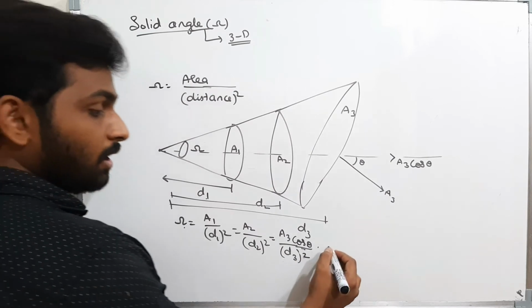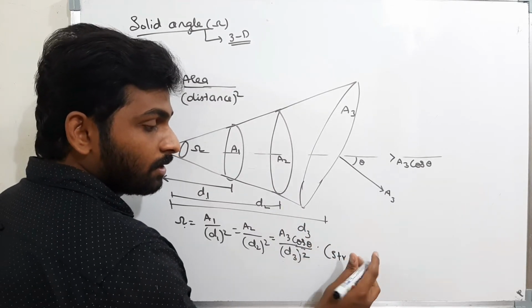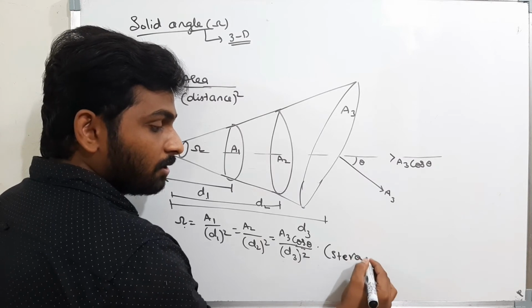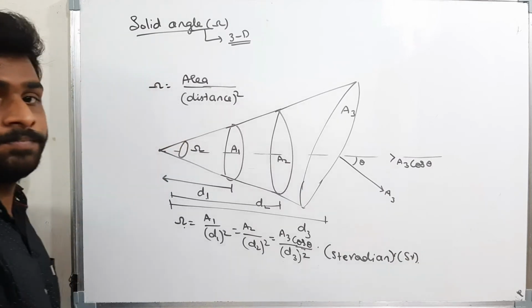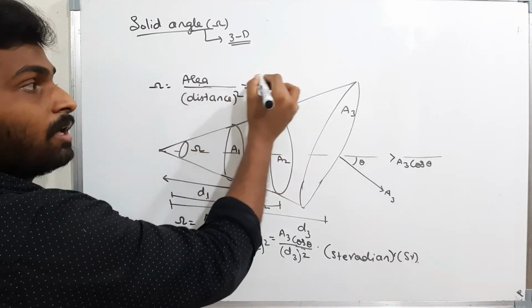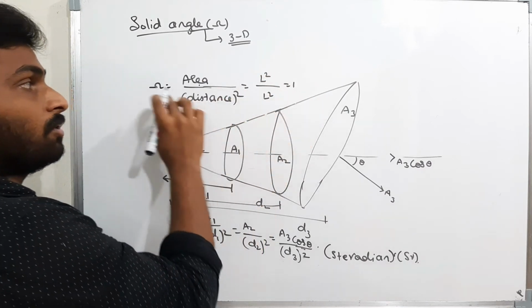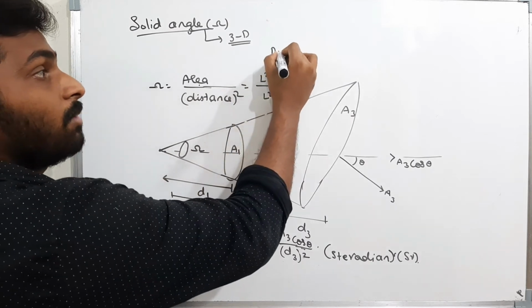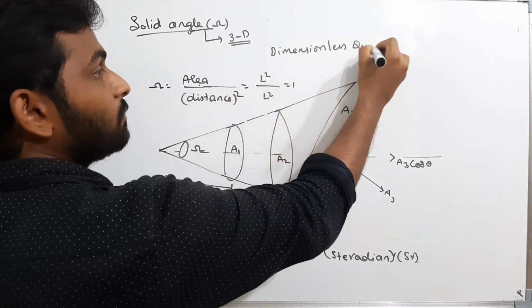And what is the SI unit? The SI unit is steradian. That is simply SI. Now what is the dimension? Area, what is the dimension for area? L square. What is the dimension for distance square? That is L square. Therefore, dimension is 1. Therefore, even the solid angle is a dimensionless quantity.